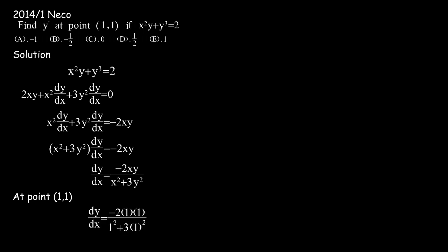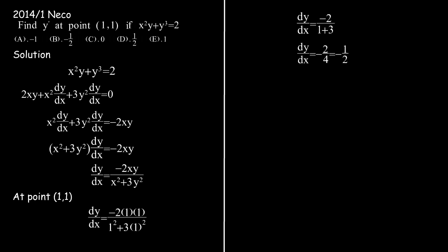Substituting, dy over ds will be equal to minus 2 in bracket 1, another bracket 1, divided by 1 squared plus 3 in bracket 1 squared. Simplifying further, dy over ds will be equal to minus 2 divided by 1 plus 3, and dy over ds will be equal to minus 2 over 4, which when broken down should be equal to minus 1 over 2. And the correct option is B.